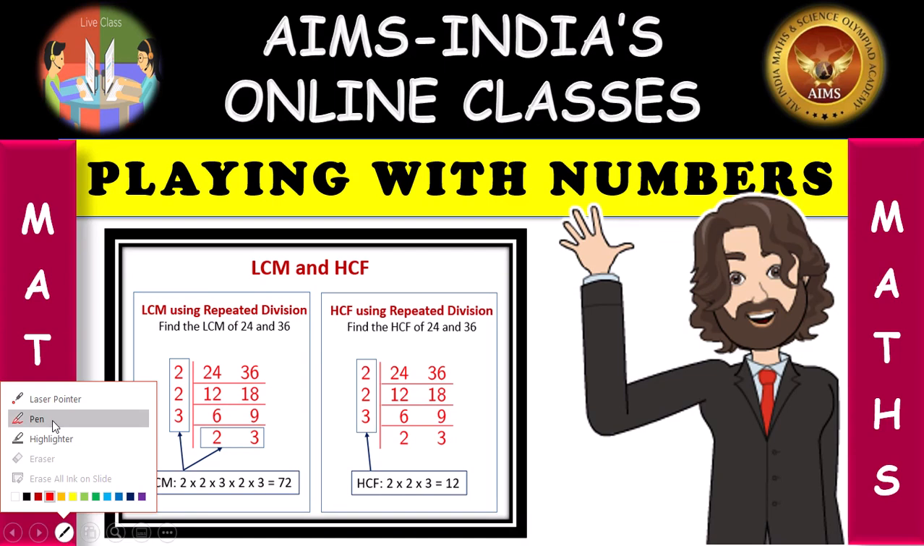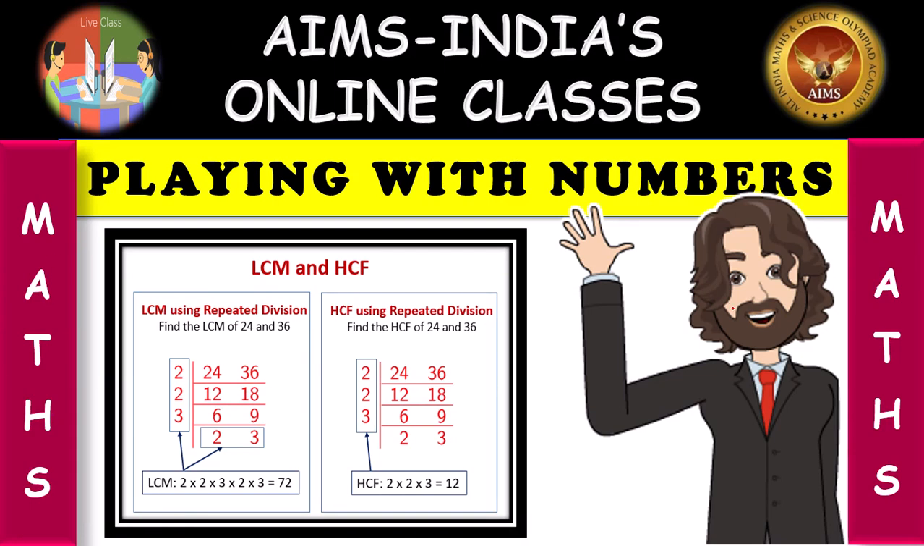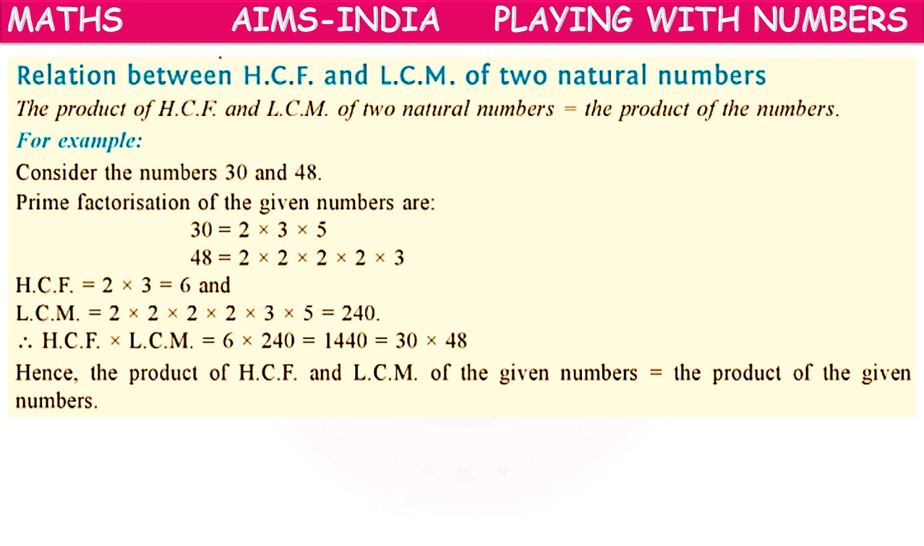Today from the mathematics subject, playing with the numbers topic, we are going to continue. In our previous videos, we learnt about HCF, highest common factor, and LCM, least common multiple. About these two terms we have learnt already. HCF is also called GCD, greatest common divisor. How to find the HCF or LCM of two or more numbers, about that concept already we have discussed.